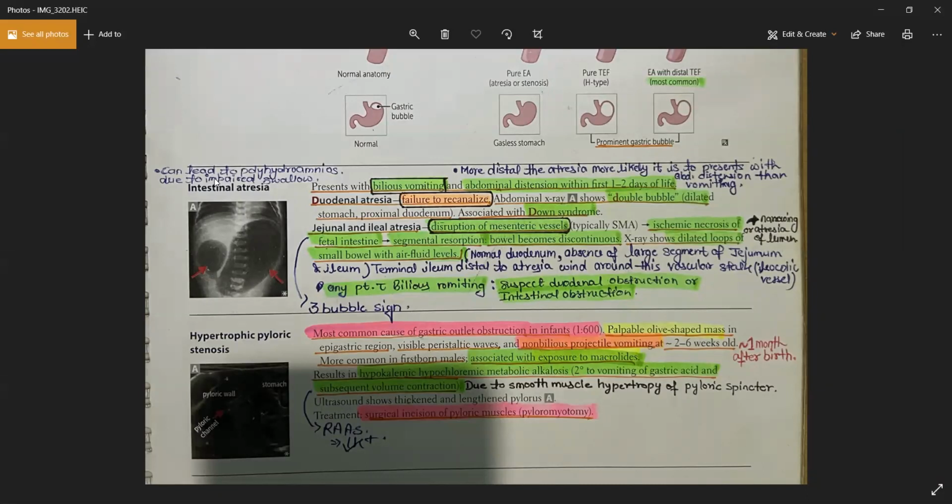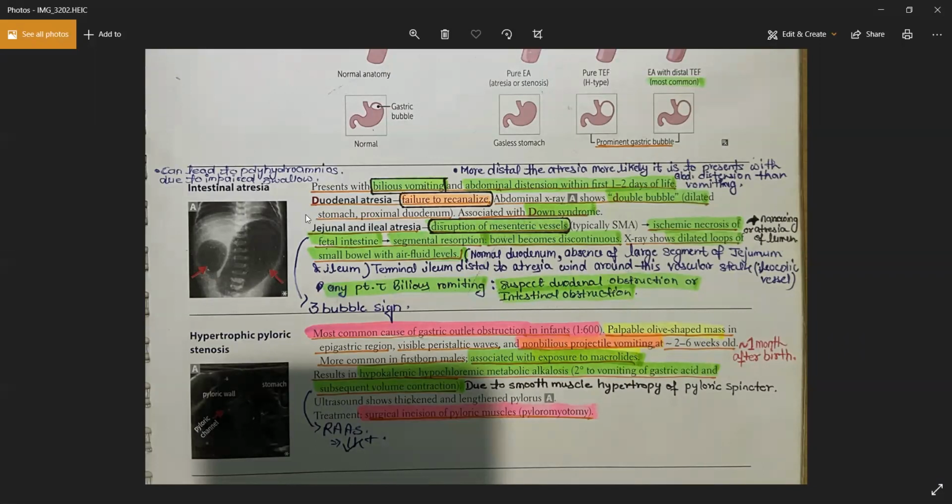If any kind of blockage happens in that part, then what happens? The patient cannot swallow this amniotic fluid, and the patient will get polyhydramnios. So in these conditions also, the patient can get polyhydramnios.